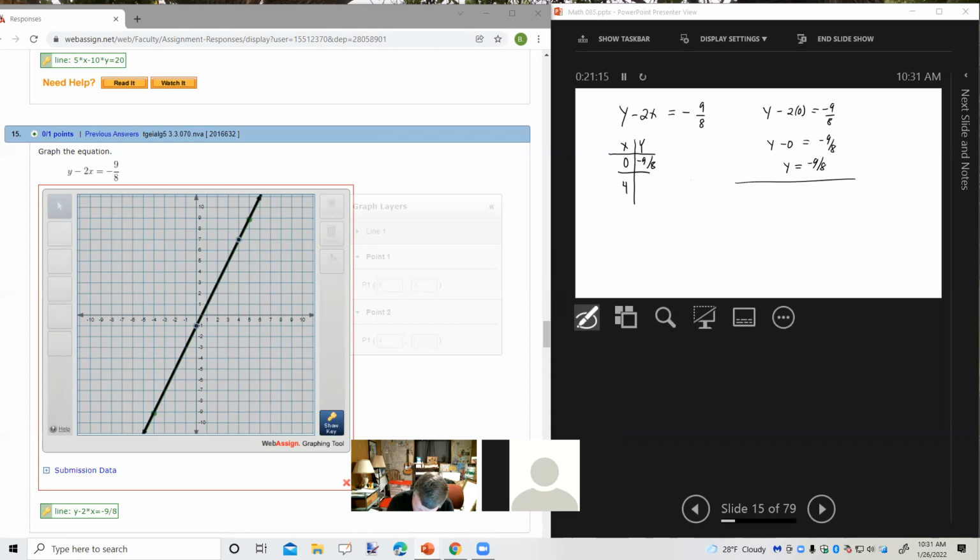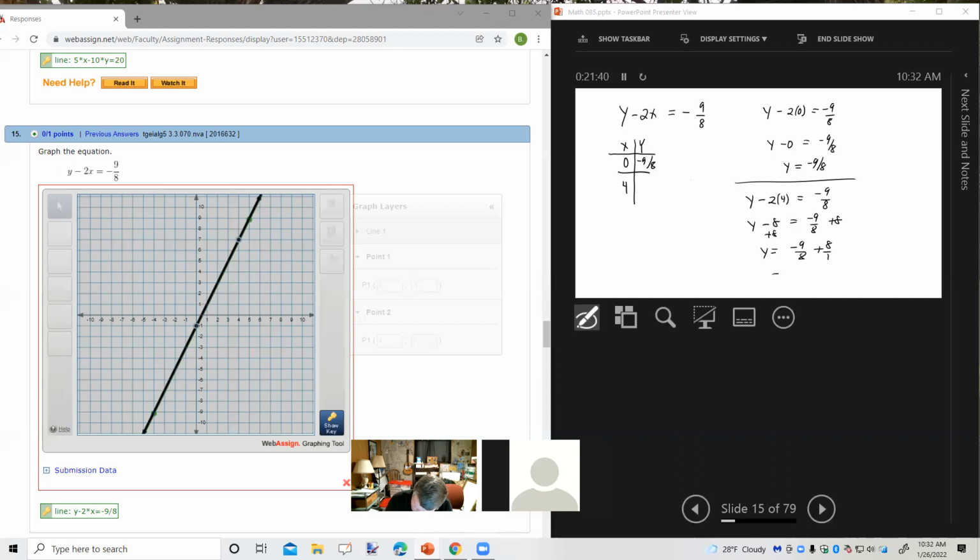If x is 4, y minus 2 times 4 equals negative 9/8. y minus 8 equals negative 9/8. Add 8 to both sides, y equals negative 9/8 plus 8. Well, now we're trying to add a fraction and a whole number. Let's take that whole number and turn it into a fraction just by writing it over 1.